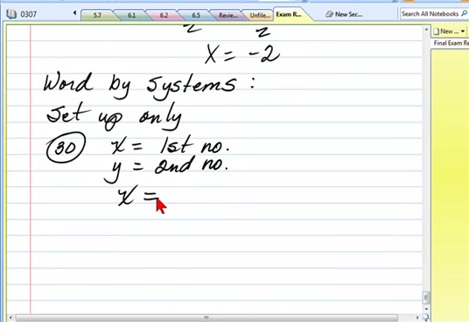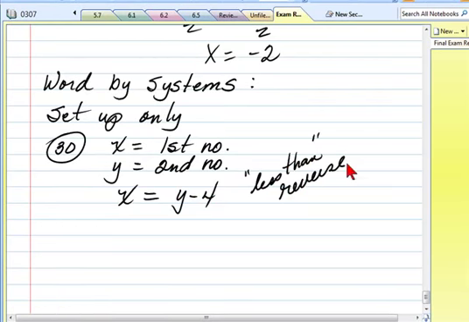4 less than the second number. Do you remember the phrase less than means to reverse? 4 less than the second number. How will I write that down? Y minus 4. So remember that less than means to reverse. Okay? The second one. Twice the second number, 2y, is equal sign 10 less than, so I'm going to subtract 10, 5 times the first, 5x.